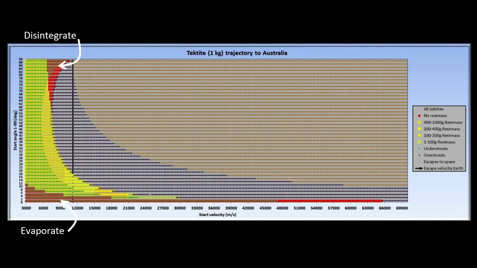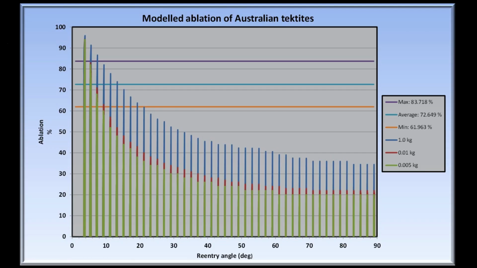Some would disintegrate if atmospheric pressure exceeded the tektite's tensile strength, others would fully evaporate. Modeled ablation percent, depending on reentry angle, for 1 kg, 0.01 kg and 0.005 kg tektites. Low angles provide most ablation, and the higher the mass of the tektite, the more is relatively ablated. See blue versus green bars.